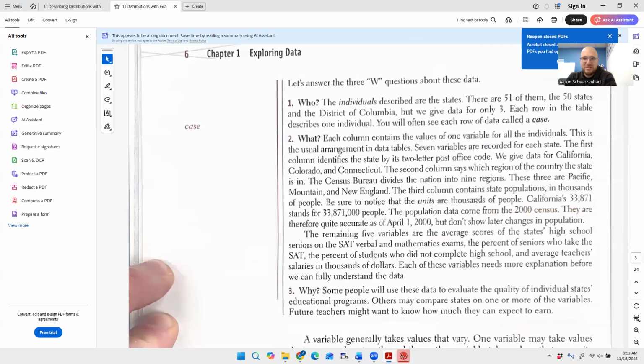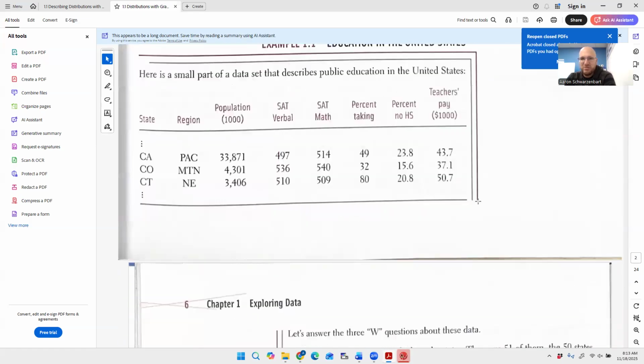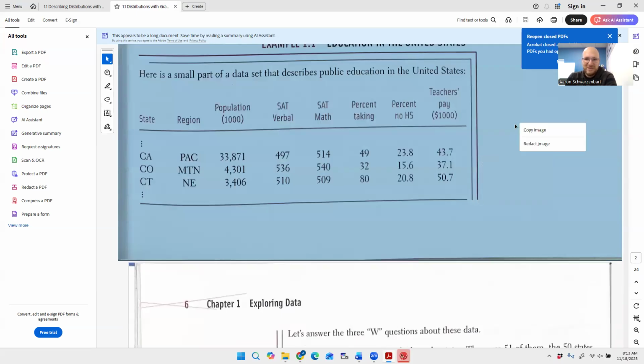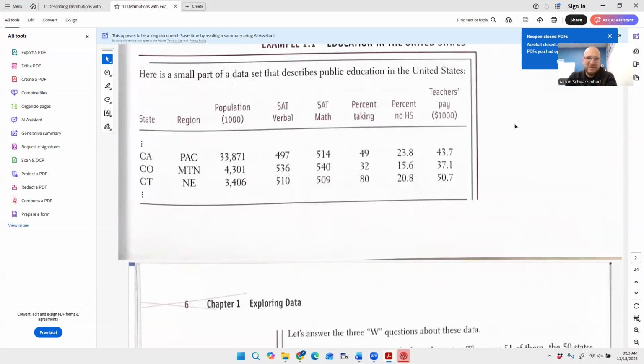So this one is going to come back a bunch and we'll see a more complete one. But this is data of education. You see the state on the left. You see the region. Region is some arbitrary division of the country. The population of that state in thousands of people. So California has much more than 33,000 people, 33 million.